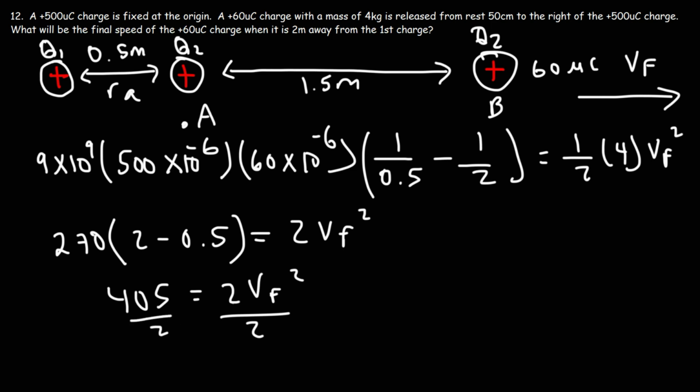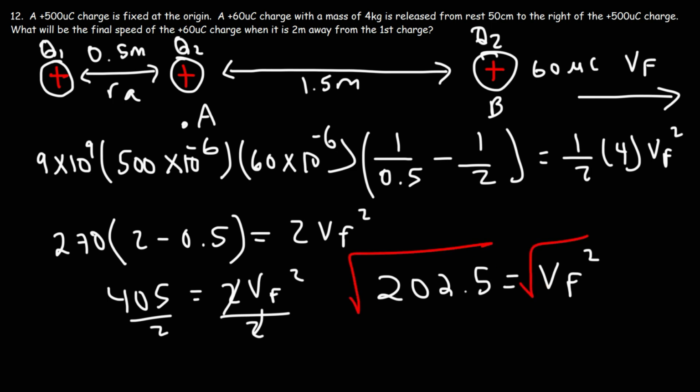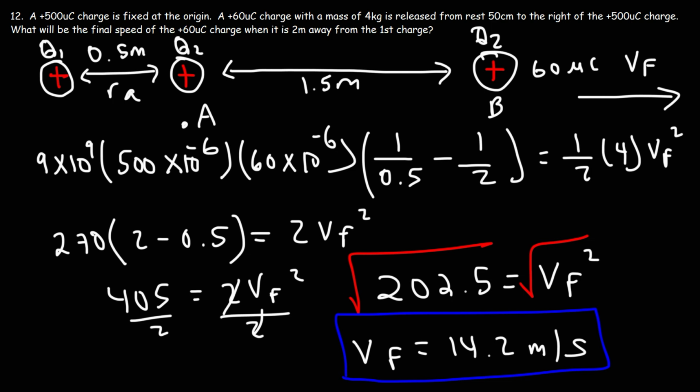So now let's divide both sides by 2. So we get 202.5 is equal to V final squared. And now we could take the square root of both sides. And thus the final speed of the 4 kilogram 60 microcoulomb charge at point B is going to be 14.2 meters per second. And that's it. So that's how you can solve this particular problem using conservation of energy.